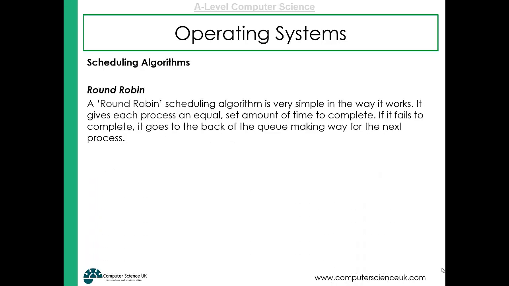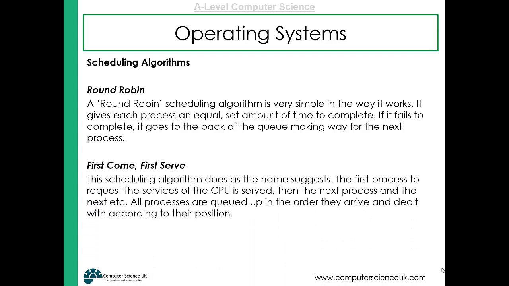So a round robin scheduling algorithm literally gives each process an equal set amount of time to complete. And if it fails to complete, it goes back to the back of the queue, making way for the next process. So it's given a set amount of time to execute. So it's not that each program's given an instruction each and it works its way around, but it's about the time given to complete a process. And if it doesn't complete, it goes to the back of the queue.